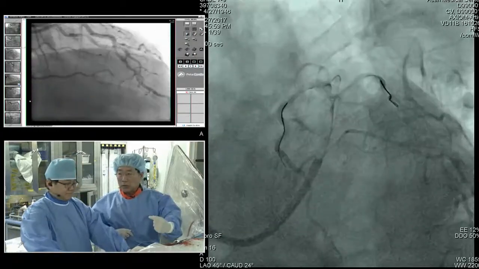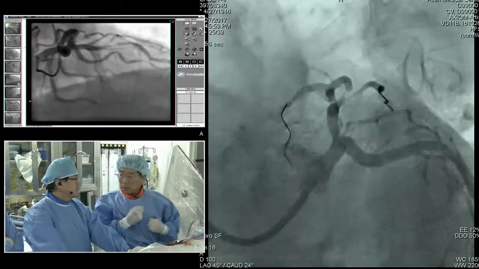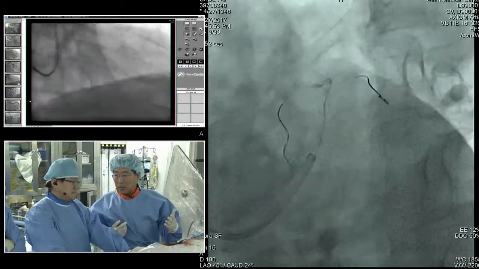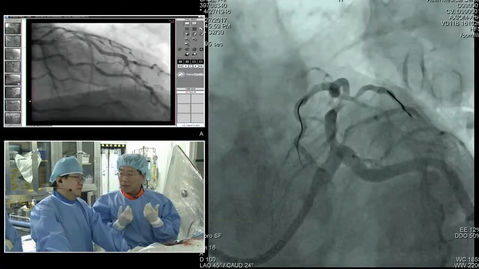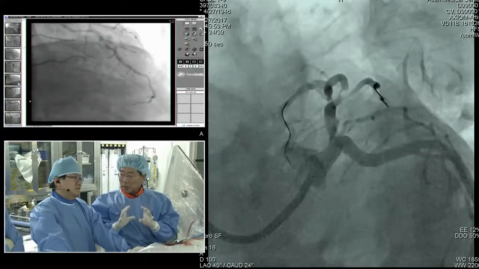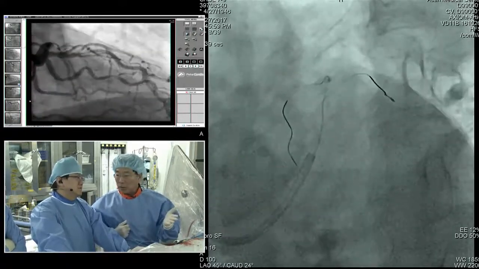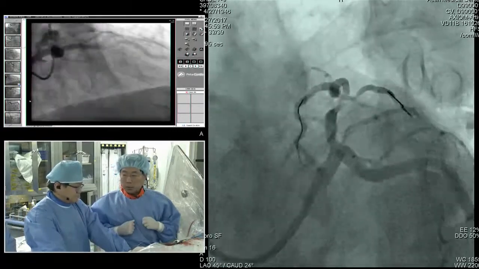I was forced to measure the size of the diagonal. Yeah, diagonal size first and then LED size. Yes. And then, what do you think? The balloon inflates and nitroglycerin, so wait somewhat, 1 or 2 minutes. And then maybe there are some changes in terms of reference vessel diameter.